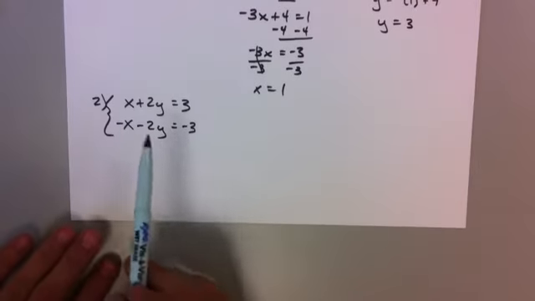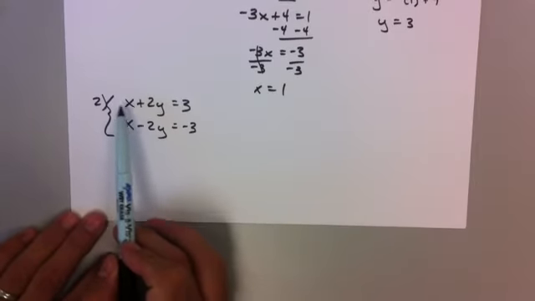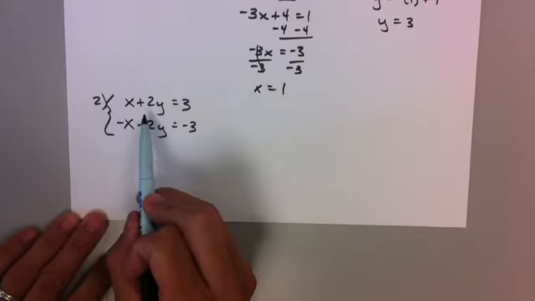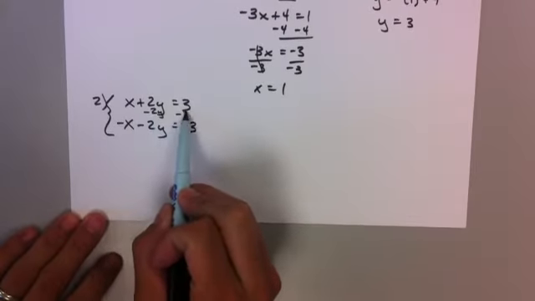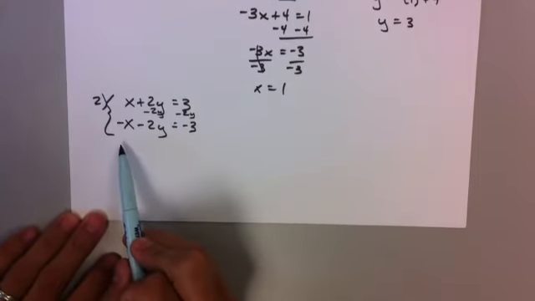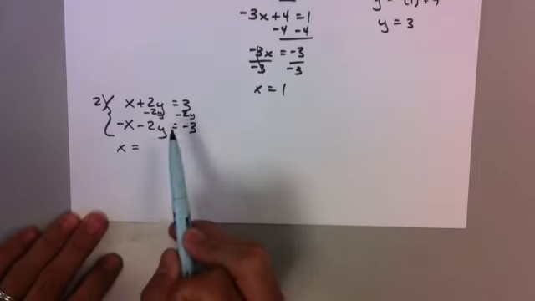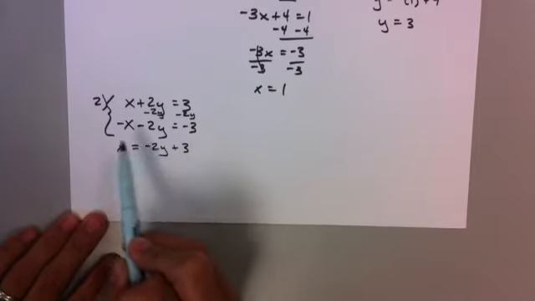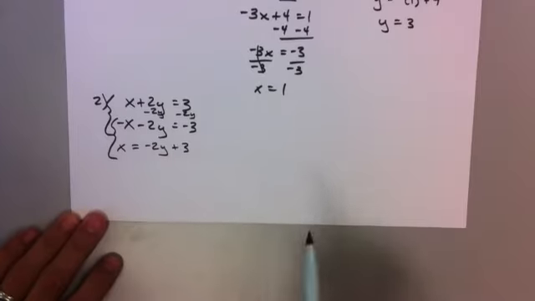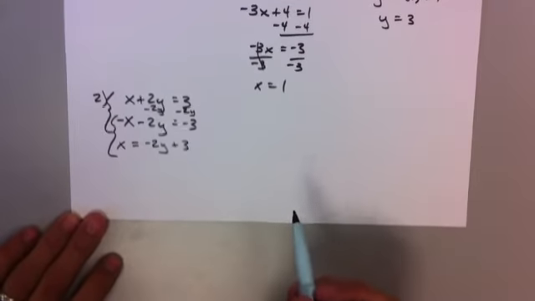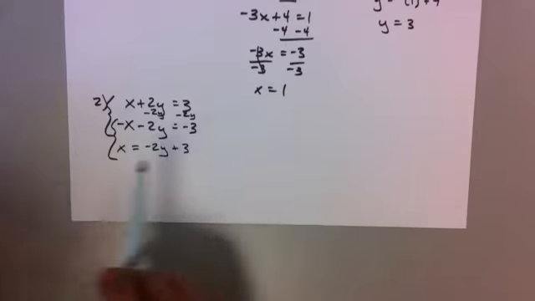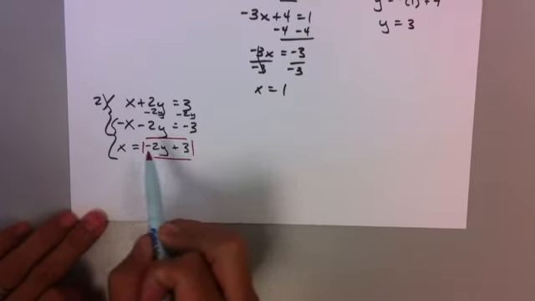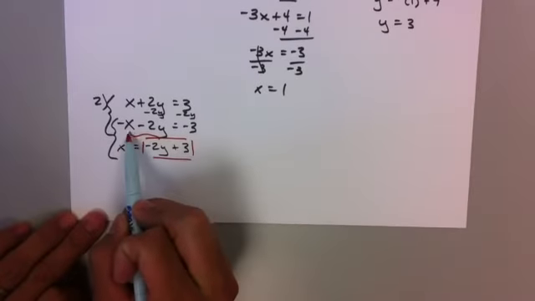So as I look at this, I see this x is sitting here all by itself, so all I'm going to do is I'm going to subtract this 2y to the other side. So I'm going to rewrite it down here. So it's going to be x equals negative 2y plus 3. So this is our new system because I've moved that over. Okay, so next step. I'm going to substitute this, because it says x equals up to here.